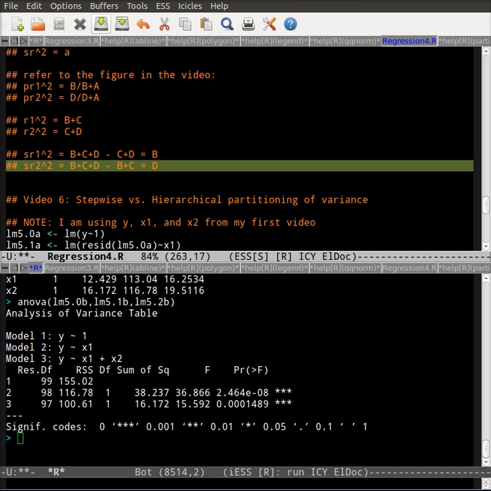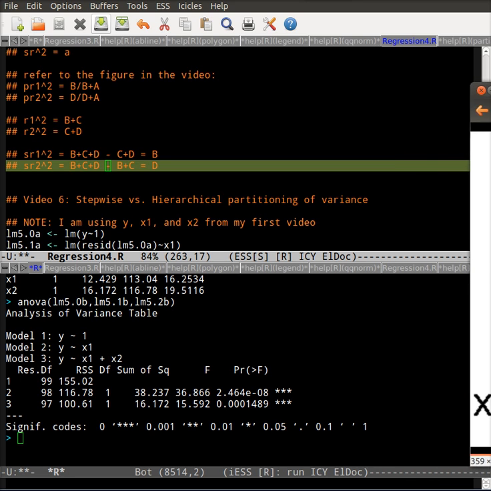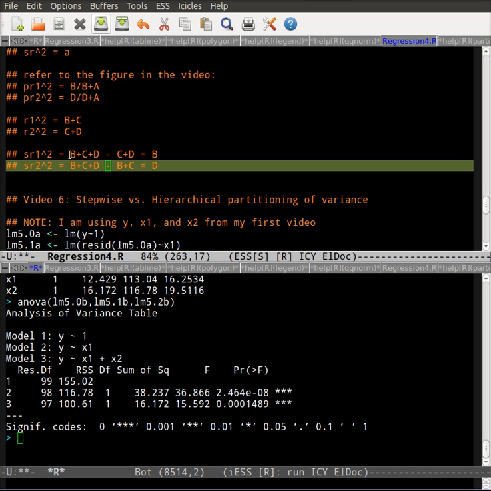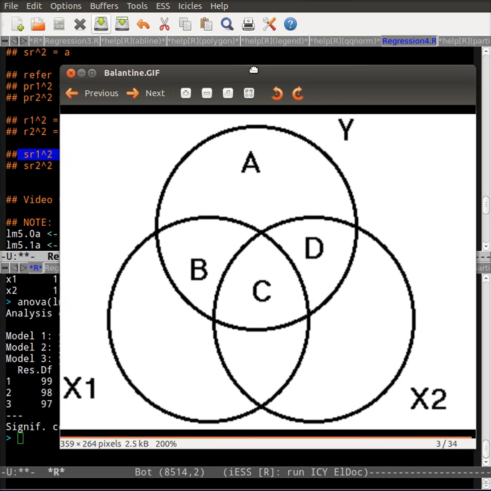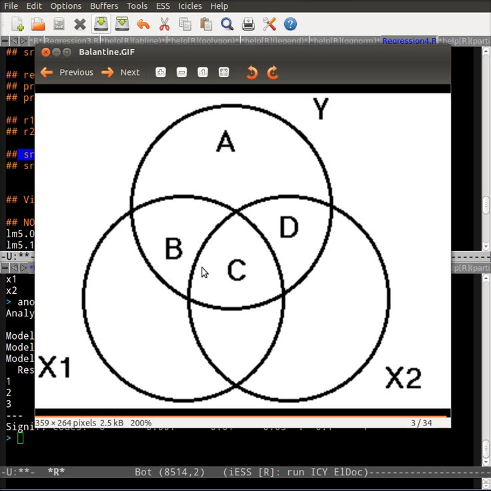Okay, now let's shift over to semi-partial squared correlations. Well, the semi-partial correlations are the total amount of variance that's explained by our regression model, minus the variance that's explained by the other variable. Okay, so what it gives us is, this is the r squared for our model, and this, if you recognize this, is the coefficient of determination for x2. Note that this is for x1. This is the semi-partial for x1. And that leaves us with b. So what are we doing? Well, we're taking b, c, and d, and we're taking out c and d. So that gives us b.